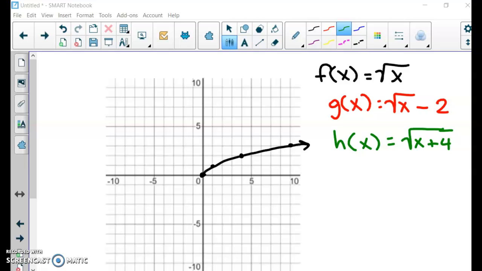If you plugged in the square root of 0 and got 0 and then subtracted 2, your output for the point 0 would be -2. So that first point would be down 2. The square root of 1 is 1. 1 minus 2 is -1. So your point is (1, -1). The square root of 4 is 2. 2 minus 2 is 0. Notice how each of these points are moving down 2.